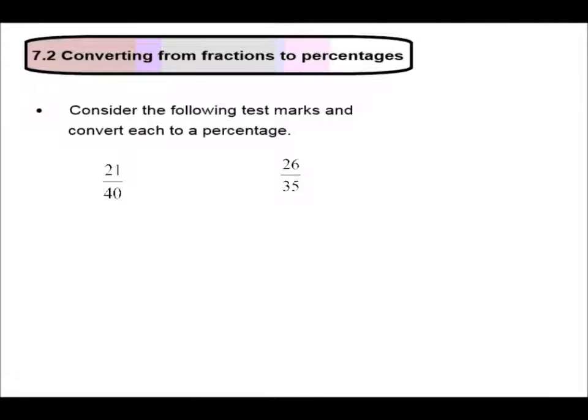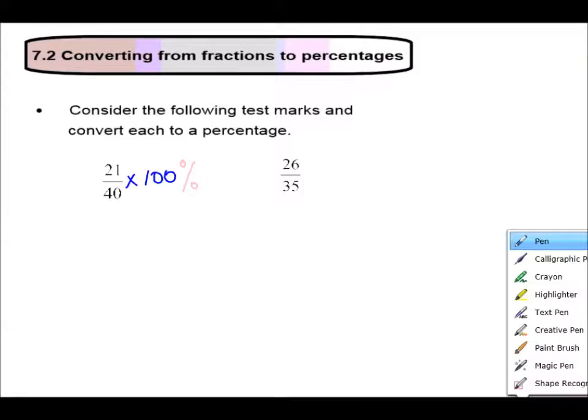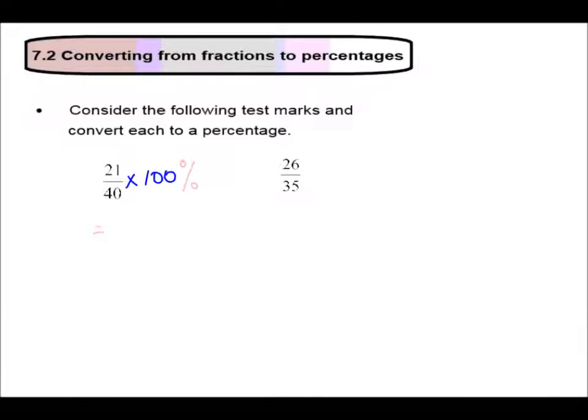Consider the following test marks and convert each to a percentage. Well, to convert a number to a percentage, we multiply by 100%. Right, the percentage sign does not form part of your calculation. So if we went to our calculator, we would have 21 over 40 multiplied by 100. You see, I do not put the percentage sign in, and that equals 105 over 2, which is 52,5. So that equals 52,5%.